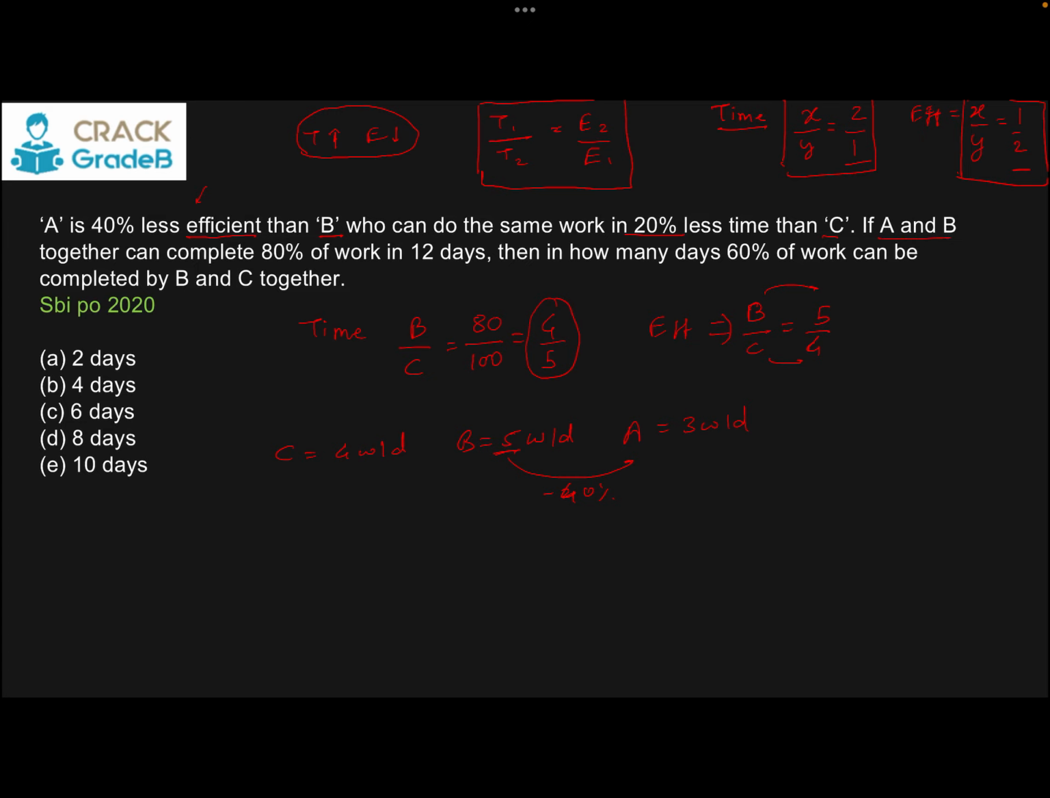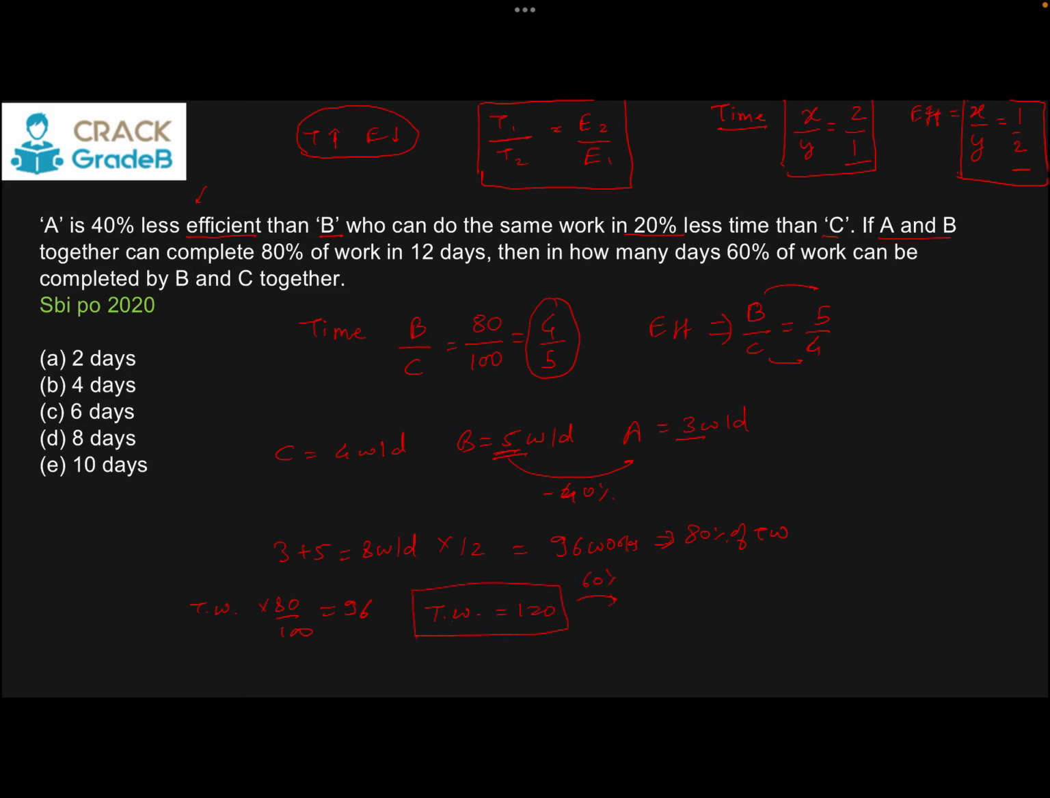Now they say A and B together can complete 80% of the work in 12 days. So A and B together first of all do 3 plus 5, 8 works per day, and in such a way they work for 12 days. That means they did 96 works, which was 80% of the total work. So if we say the total work is TW, 80% of it is 96. So you can first figure out what the total work is. The total work is going to be 120.